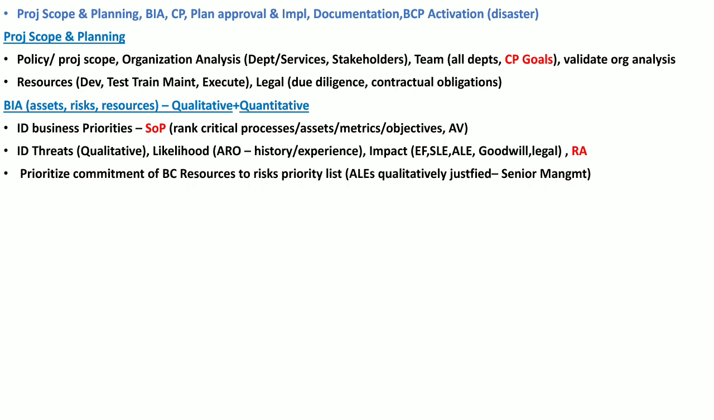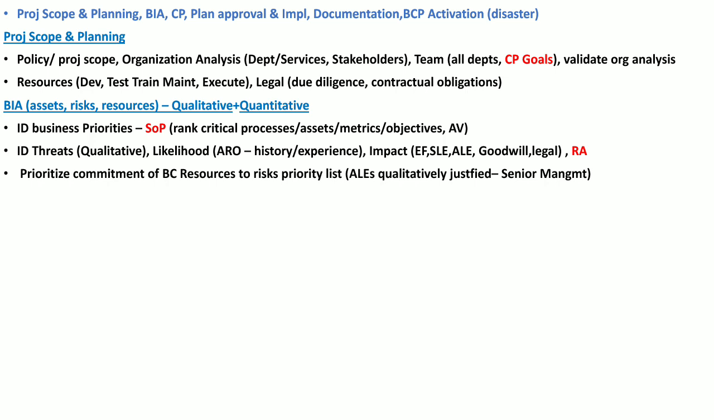Then in the final part of this business impact assessment, the BCP team prioritizes the commitment of BCP resources or business continuity resources to the risk priority list. In the RA, we have already prioritized all the risks, and based on the priorities of these risks, this BCP team starts from the top and goes down that list until all the resources are consumed by the risk mitigation effort.